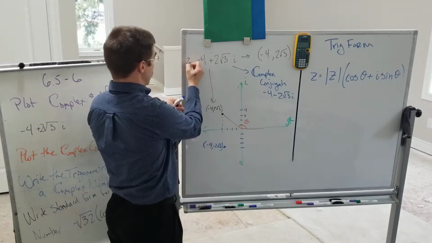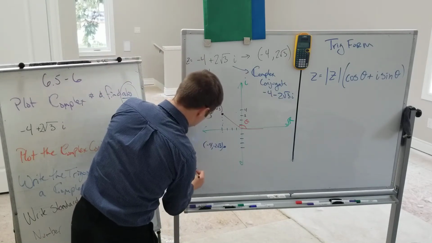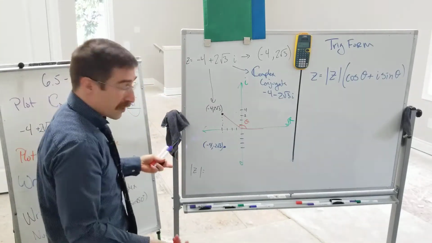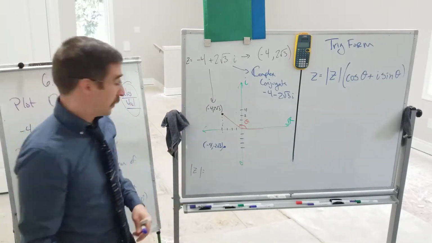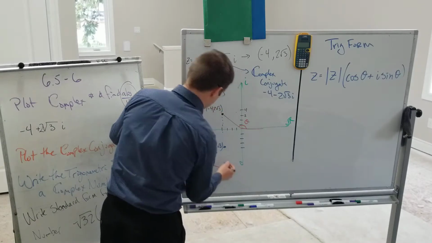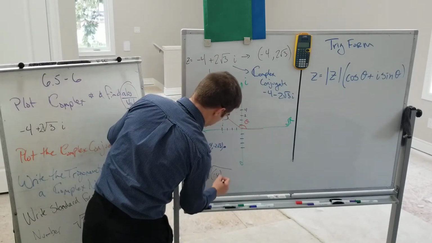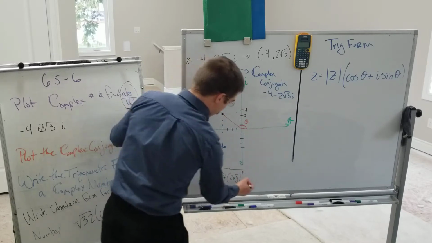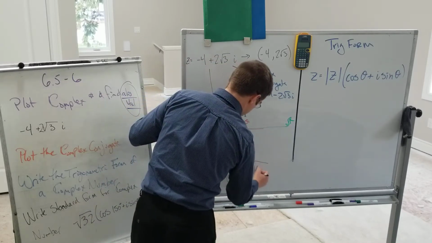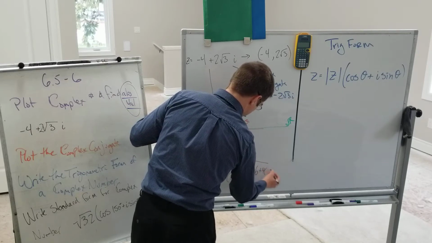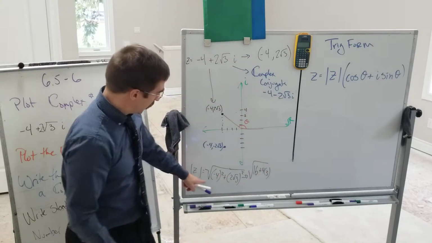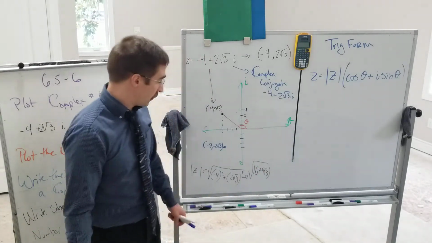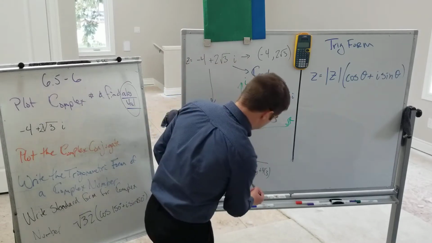So let's say this is z. The absolute value of z is just this distance here, right? And it's just going to be using the Pythagorean theorem. It's the square root of -4 squared plus 2 root 3 squared. So this is square root of 16 plus 4 times 3. I'm squaring the -4, that's 16. I'm squaring the 2, that's 4. I'm squaring the root 3, that's 3. 16 and 12 give me 28.